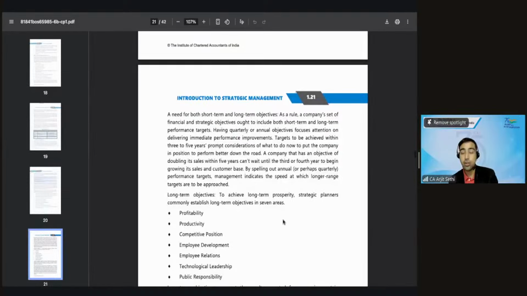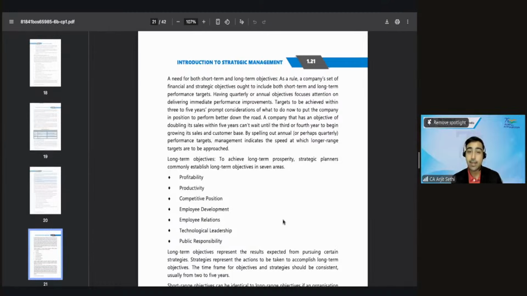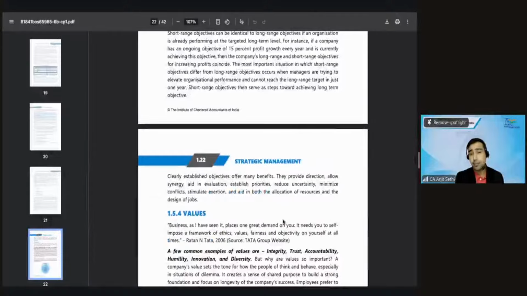To achieve long-term prosperity, profitability, productivity, like competitive position, employee relation, employee development, your technological leadership, your public responsibility. All these are long-term objectives of a company, that I have to be profitable, I have to retain my employees, I have to develop my employees, I have to be productive, I have to have technological advancement, I have to invest in technology and innovation in my people. That has to happen. There is no brainer. I have to invest in all these things in the long term, and that is long term prosperity. Okay, there is long term prosperity and long-term objectives.